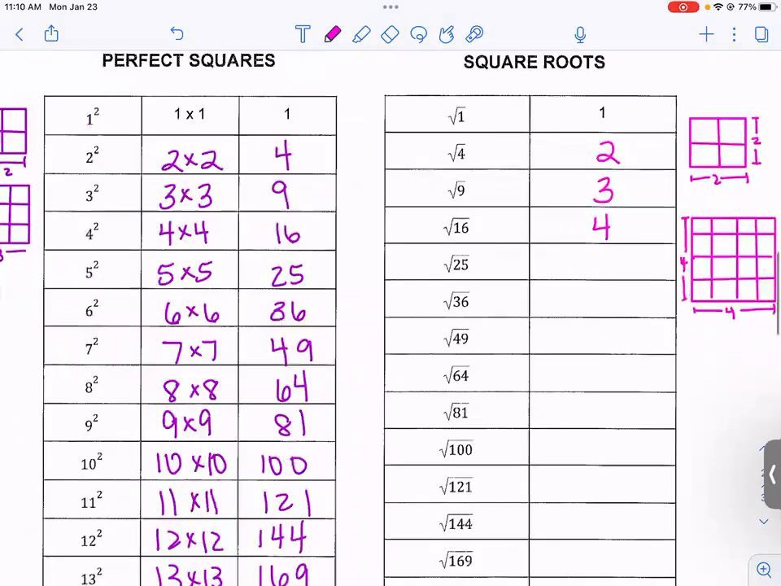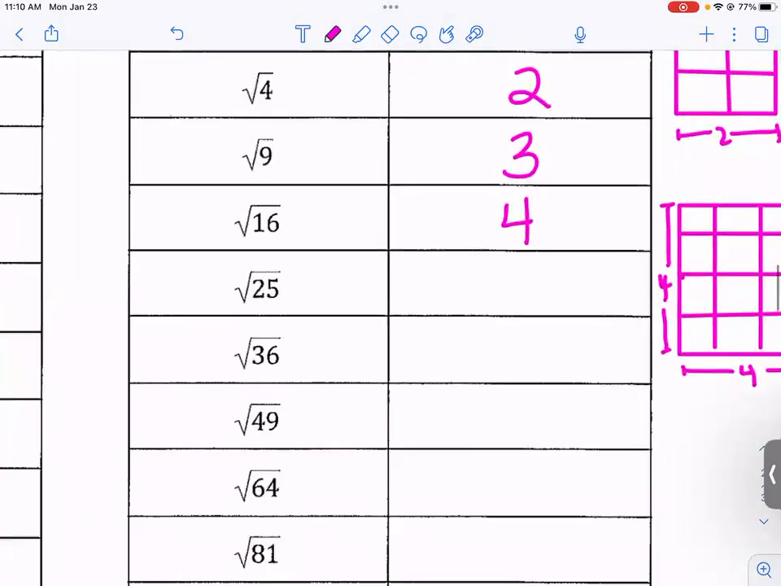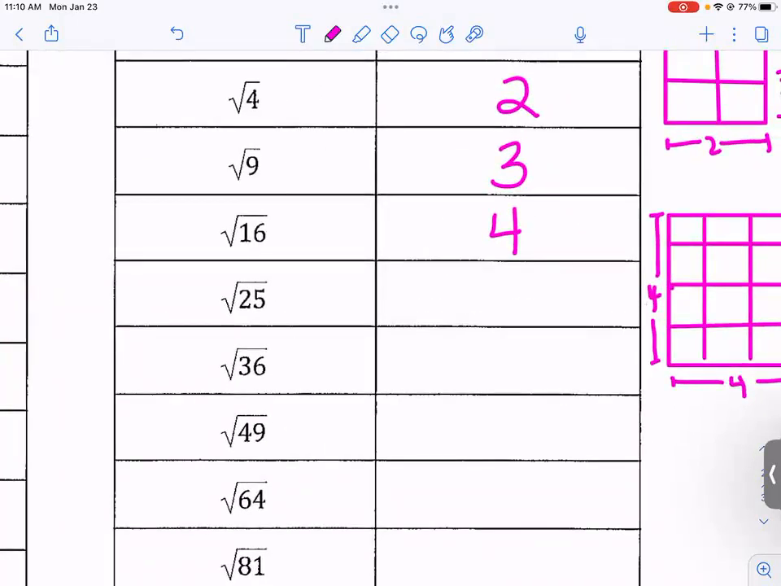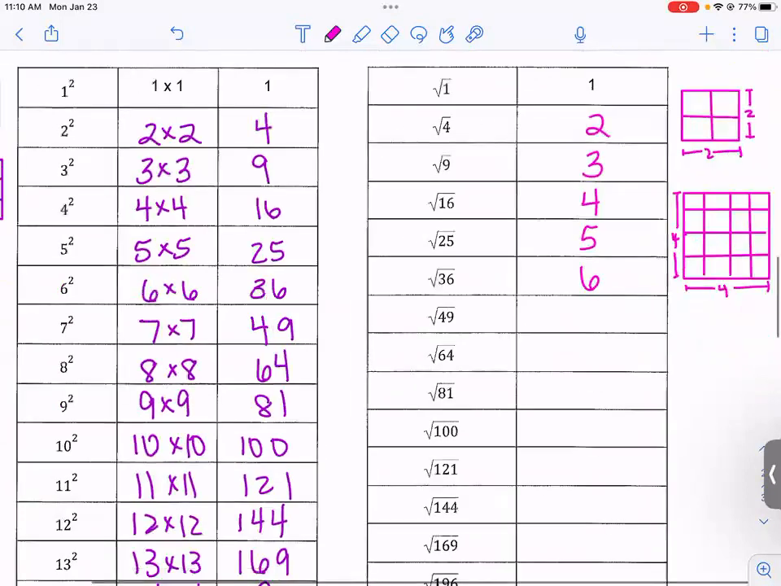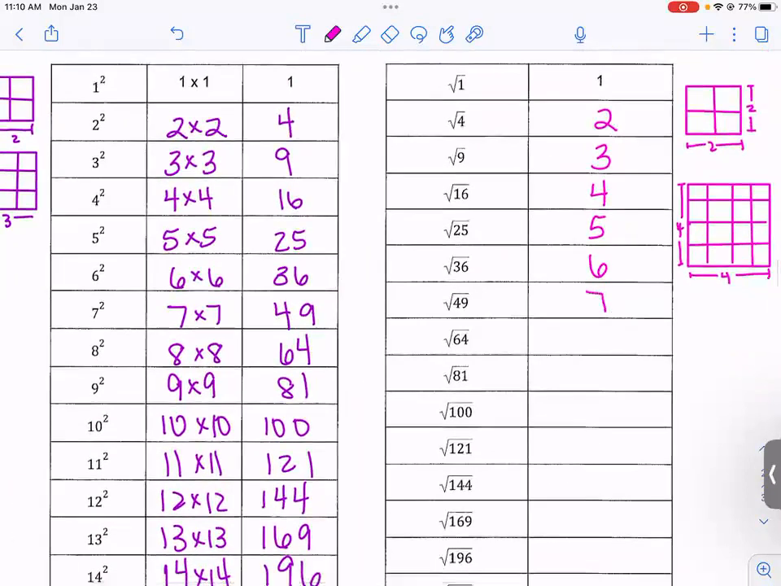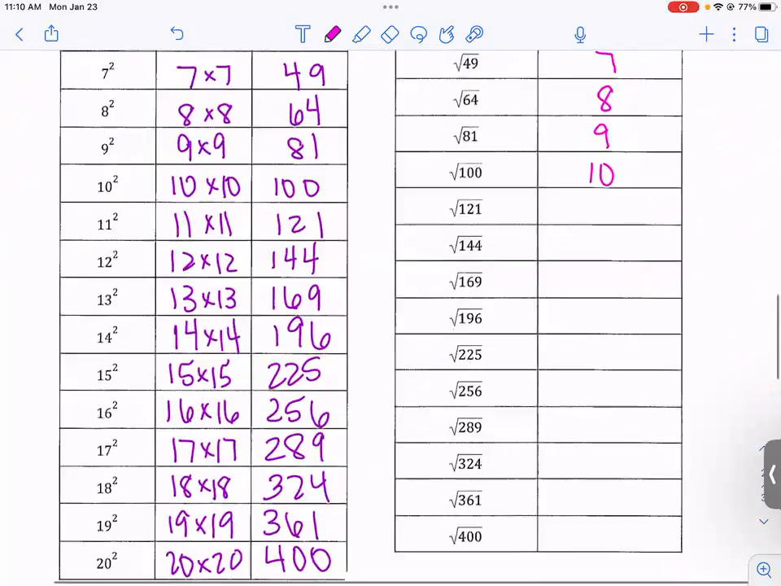Okay. We know that 5 squared is 25. So the square root of 25 is 5. 6 squared is 36. So the square root of 36 is 6. Do you see a relationship between the numbers on the left and right? It's whatever they equal or what they times.